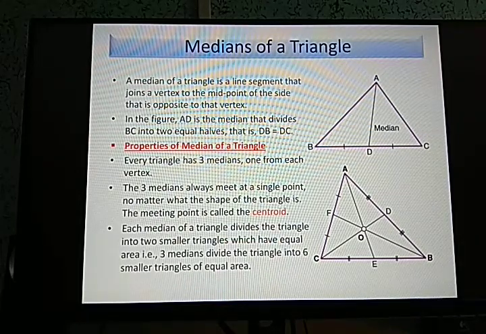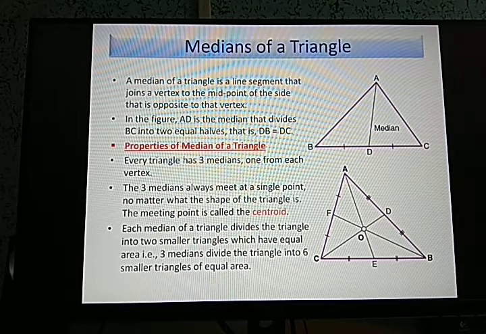Now each median divides the triangle into two smaller triangles. Say if you consider the first figure, the median AD is dividing the whole triangle into two smaller triangles. The whole triangle is ABC, and it is divided into two smaller triangles, triangle ABD and triangle ADC. Clear? Similarly, the other two medians also divide the triangle into two equal halves.